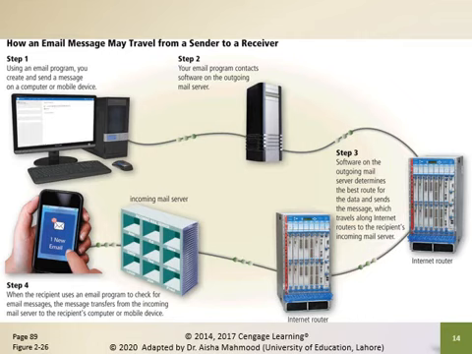and sends the message, which travels along internet routers to the recipient's incoming mail server. Then it goes through the internet routers to the incoming mail server. And as a fourth step, when the recipient uses an email program to check for email messages, the message transfers from the incoming mail server to the recipient's computer or mobile device.